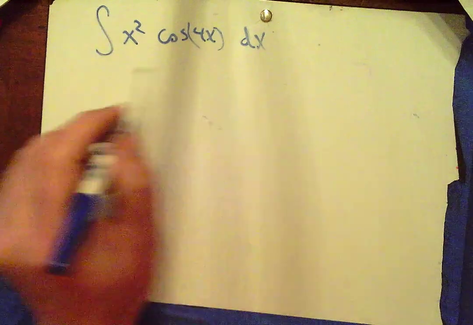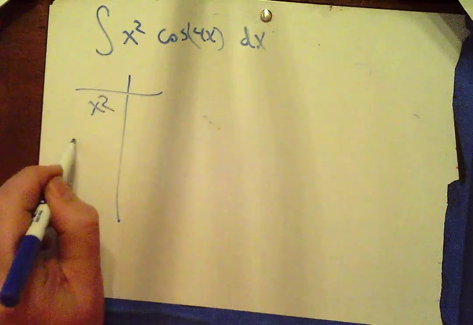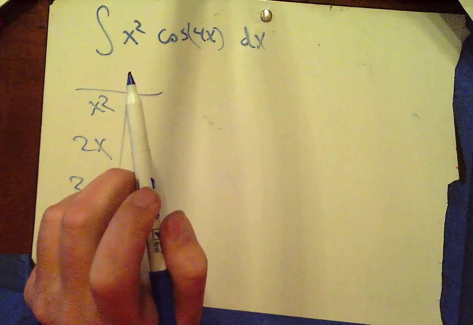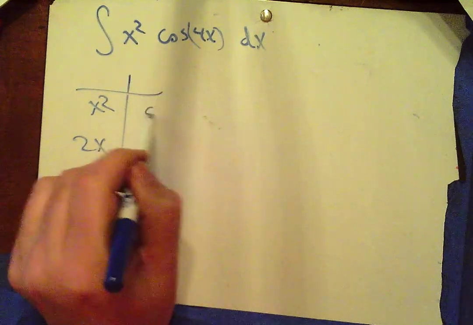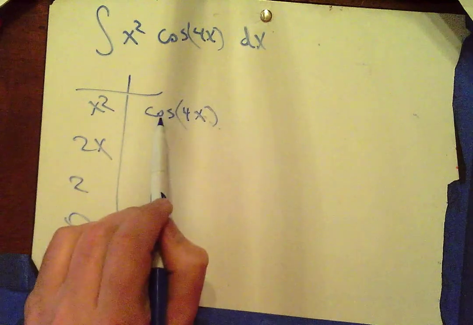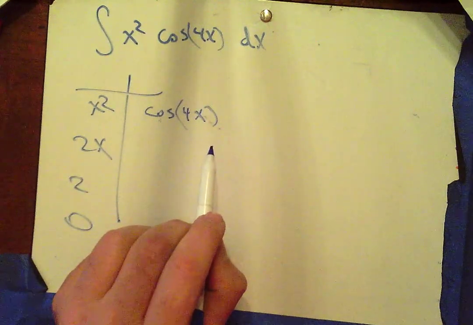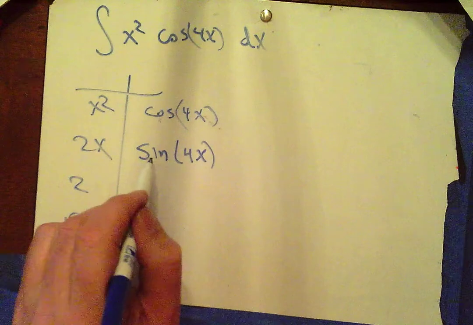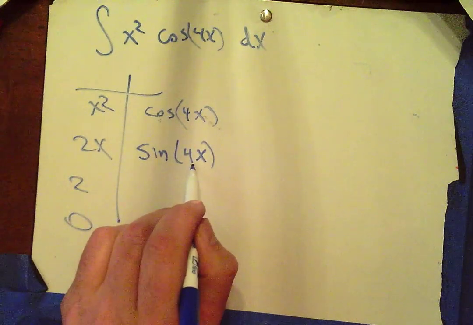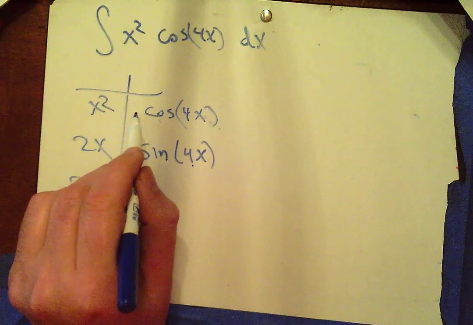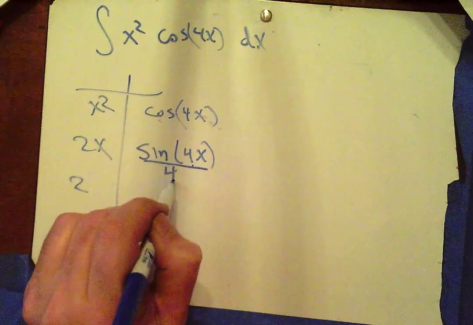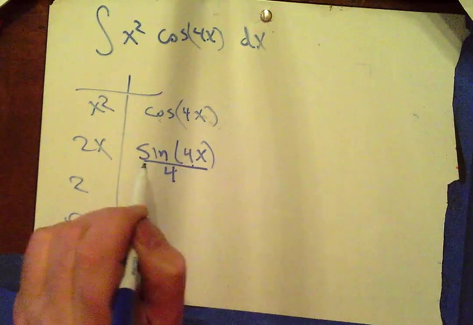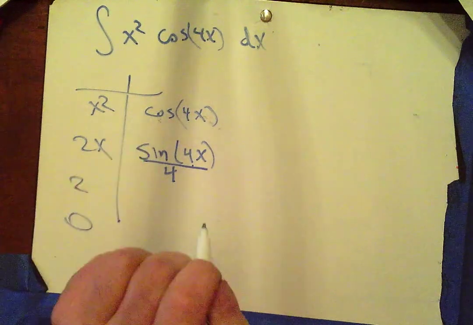Okay, welcome back. Tabular: x squared, 2x, 2, 0. Antiderivatives. Well, the cosine 4x goes here. The antiderivative of cosine is sine. But if I take the derivative of this, I'll be taking the derivative of the inside, which will be 4, and I don't see a 4 out here. So there must be something present in the original function, so that when I do take the derivative of the inside, and that 4 does come out, it has a 4 to cancel with, because I have no 4s there.